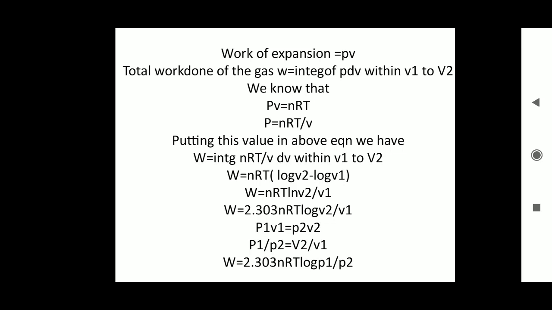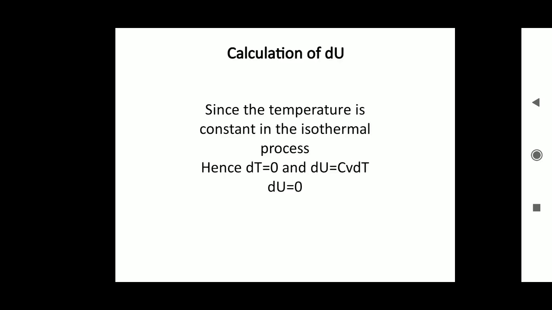This is one condition. As we know, P1V1 is equal to P2V2. In this situation, P2 by P1 must be equal to V2 by V1. Putting this value of V2 by V1 in the above equation, we get W is equal to 2.303 nRT log P1 by P2. This is the second condition.